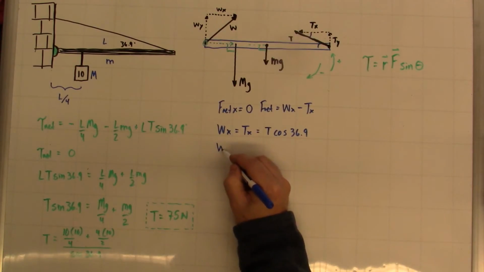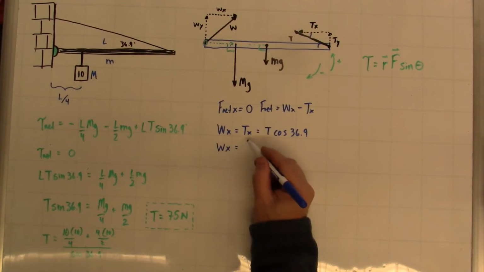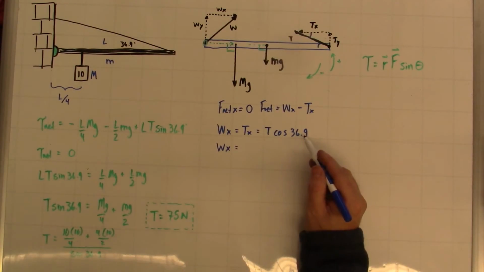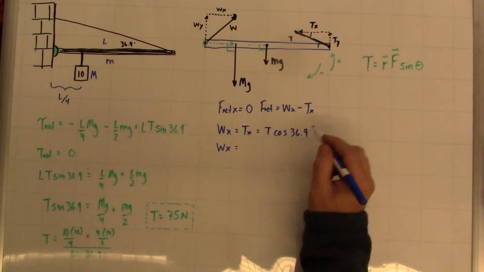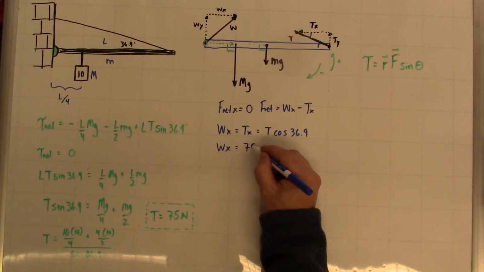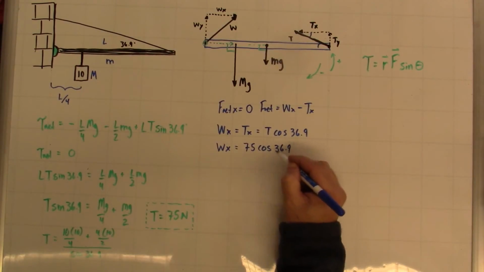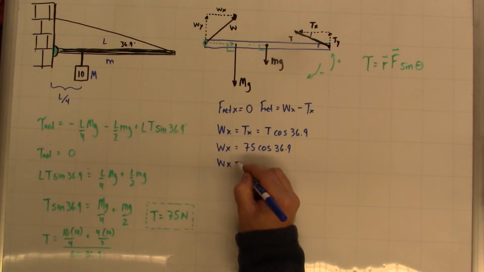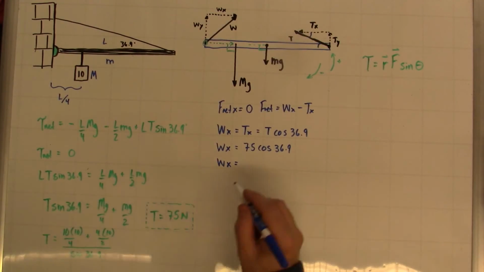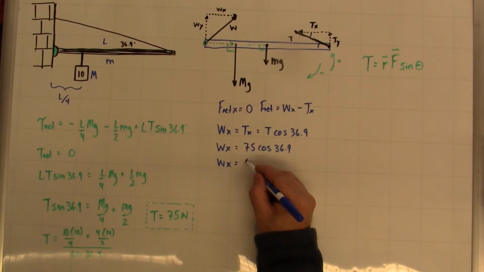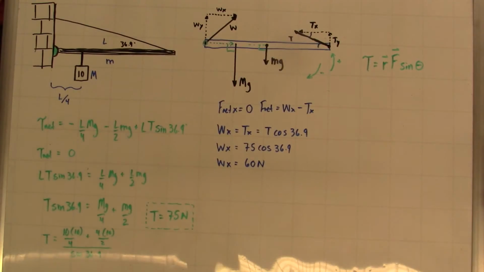If I go to plug and chug that, w in the x direction is equal to the tx, so this is t cosine 36.9. Our t value from earlier is 75, so I have 75 times the cosine of 36.9 degrees, and I end up with w in the x direction is equal to 60 newtons.